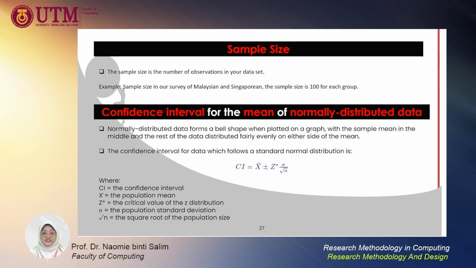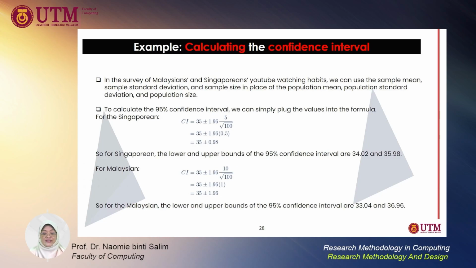The confidence interval for data which follow a standard normal distribution is calculated as shown on the slide, where the confidence interval is based on the population mean, the critical value of the Z distribution, the population standard deviation, and the square root of the population size. So, for example, in the survey of Malaysian and Singaporean YouTube watching habits, we can use the sample mean, sample standard deviation, and sample size in place of the population mean, population standard deviation, and population size.